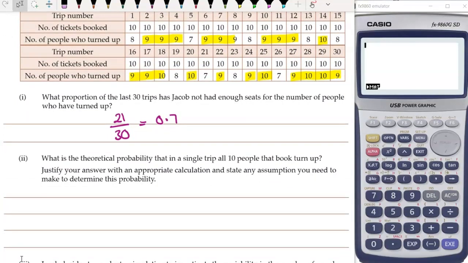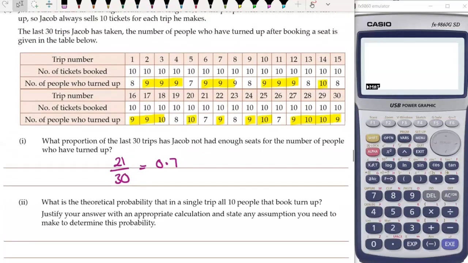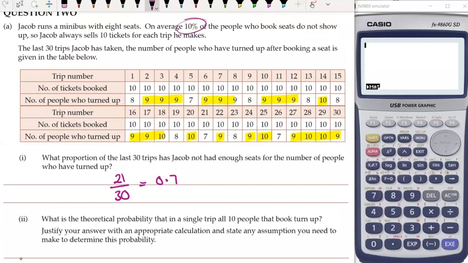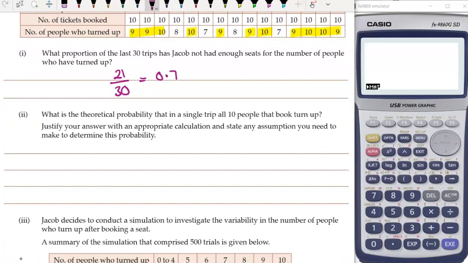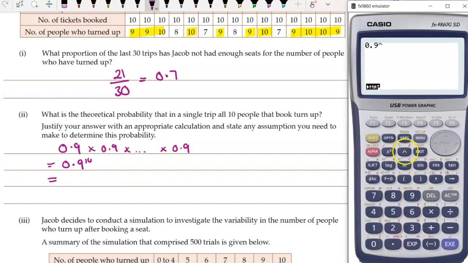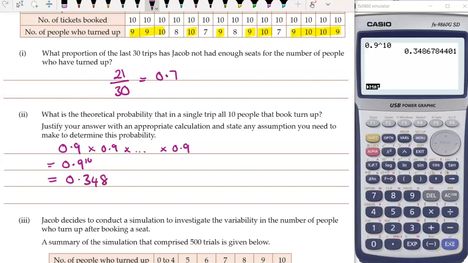Okay, now what's the theoretical probability that all 10 people that booked would turn up? Let's go back to the information here. We've got 10% of the people who book seats don't show up. So we've got a chance of each one showing up is 0.9. So the first person showing up is 0.9, the second person 0.9, and so on until we've done 10 of those for the 10 people. So all 10 people showed up would be 0.9 to the power of 10. So that is 0.3487.